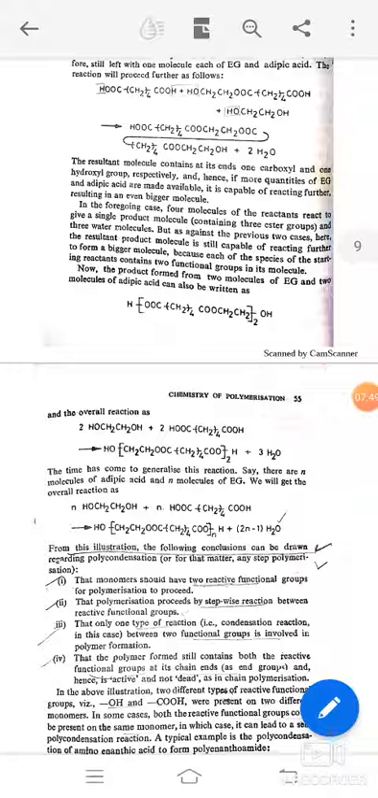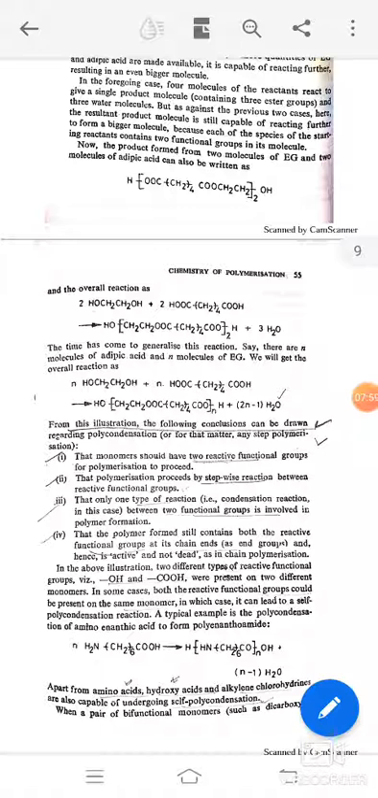The time has come to generalize this reaction. Say there are n molecules of adipic acid and n molecules of ethylene glycol. From this illustration, the following conclusions may be drawn: first, molecules should have two reactive functional groups for polymerization to proceed. Second, polymerization proceeds by stepwise reaction between reactive functional groups. And third, only one type of reaction, between two functional groups, is involved in polymer formation.